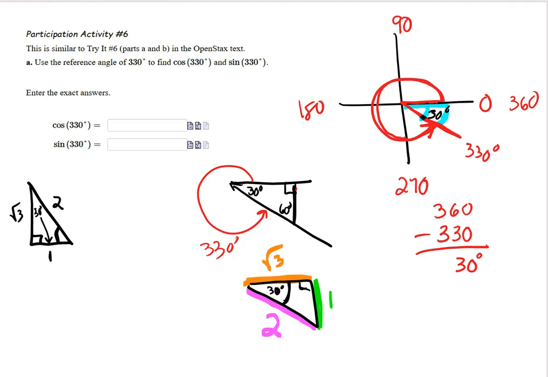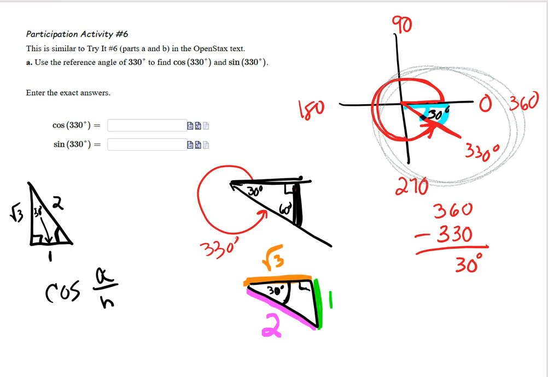So when we're looking at this, you're actually in quadrant number 4, right? This right here is quadrant number 4. So you're going down into, this is negative. So if you're looking for cosine, cosine is the adjacent over the hypotenuse. The adjacent side is this one, which is the square root of 3 over the hypotenuse, which is the pink one, and that's 2. So this should be the square root of 3 over 2.